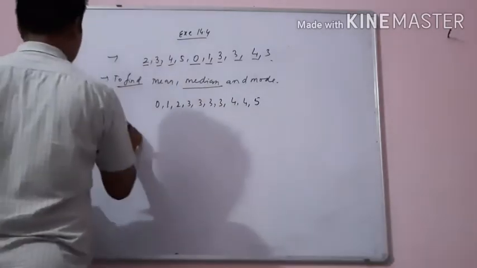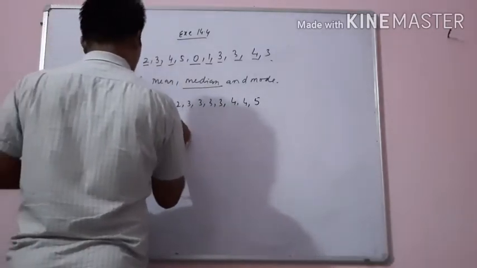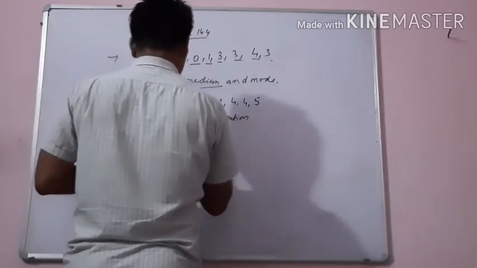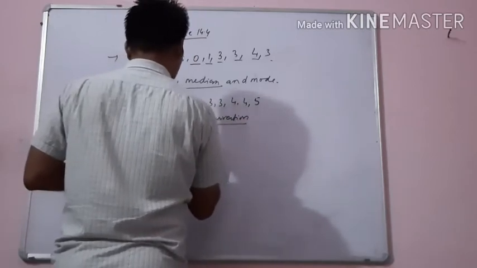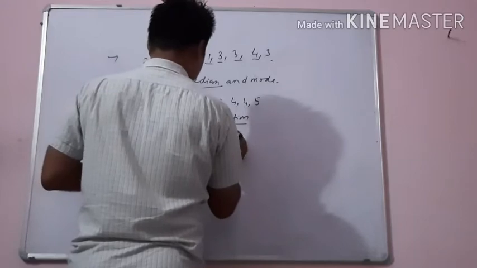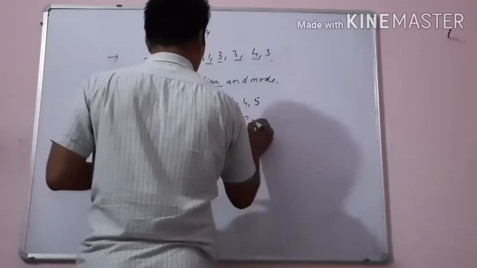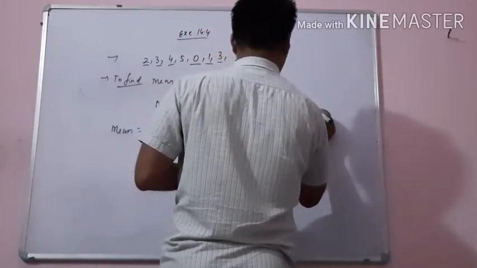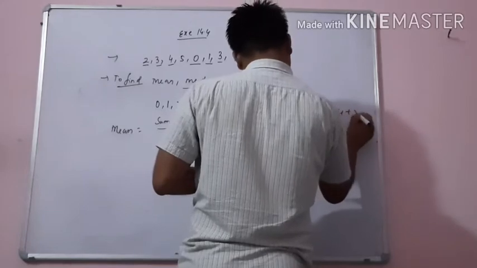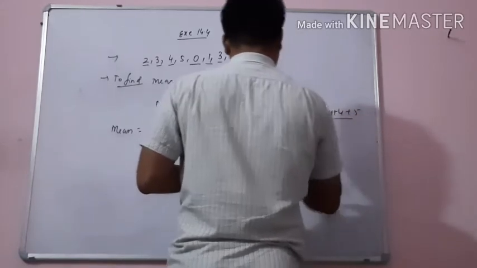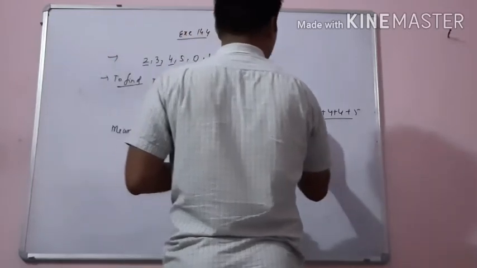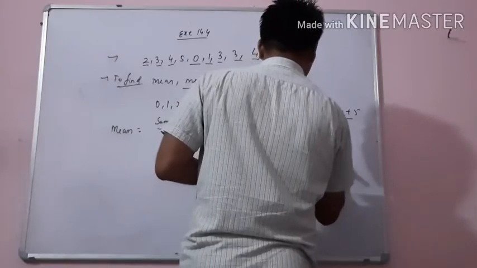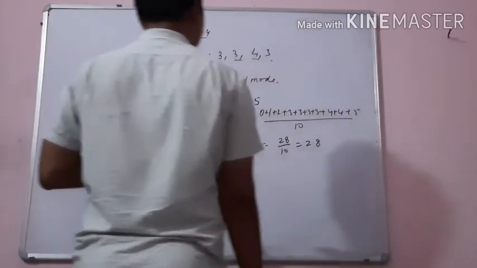Now, mean is given as the sum of all observations upon total number of observations. So add it: 0 plus 1 plus 2 plus 3 four times, plus 4 plus 4 plus 5, upon 10. 1 plus 2 is 3, 6, 9, 12, 15, 20, 28, upon 10. So what is the mean or average? 2.8 goals per match.